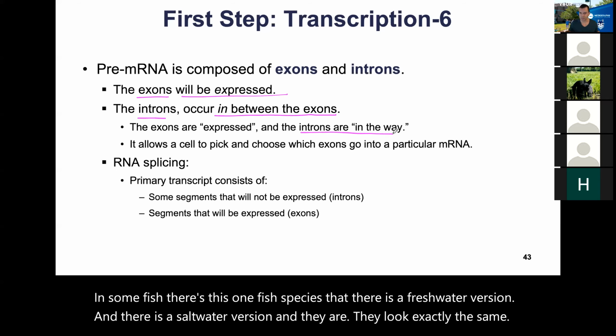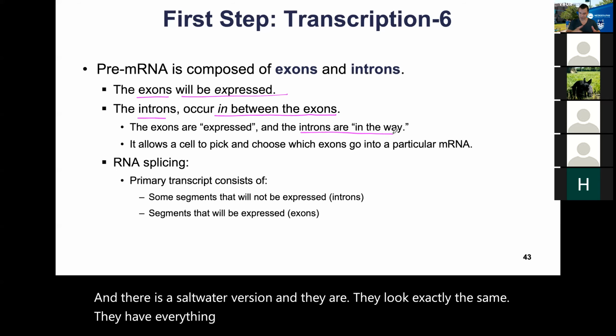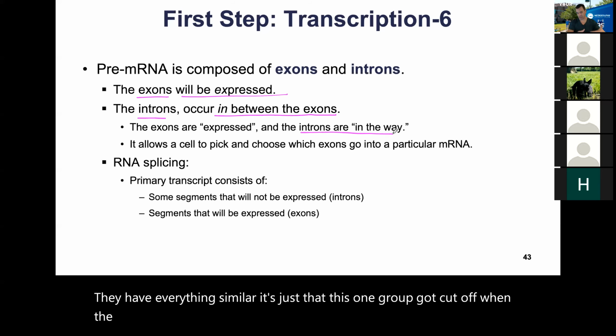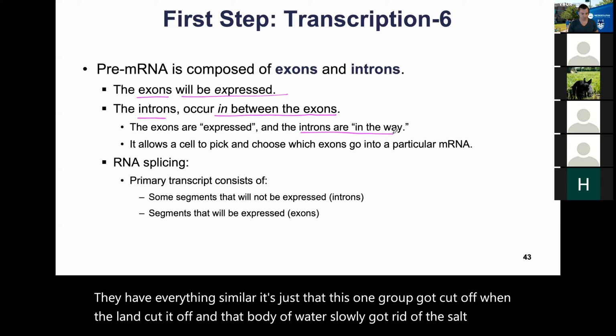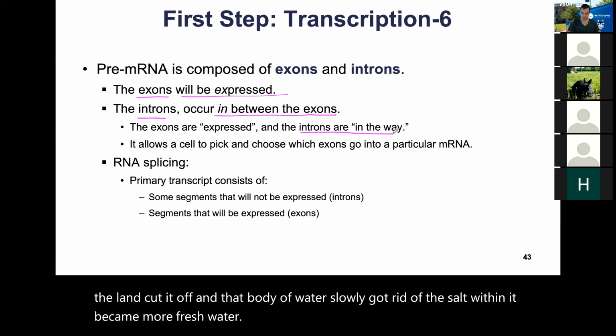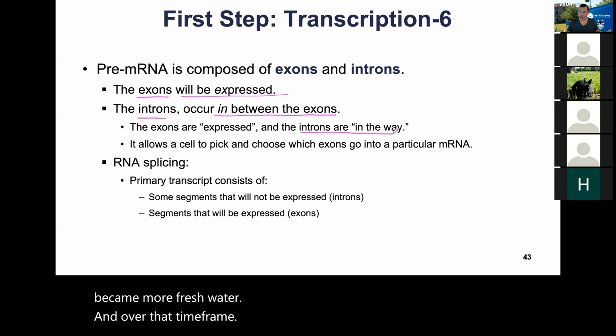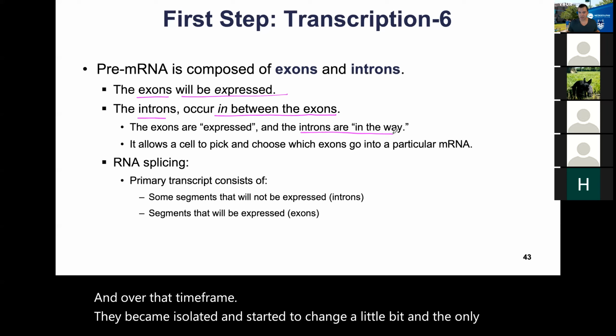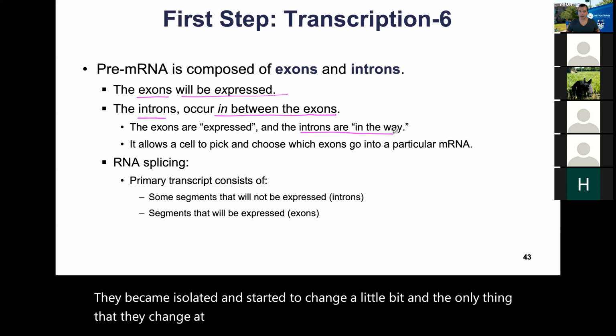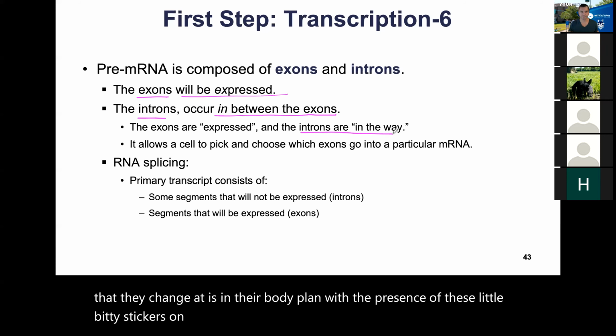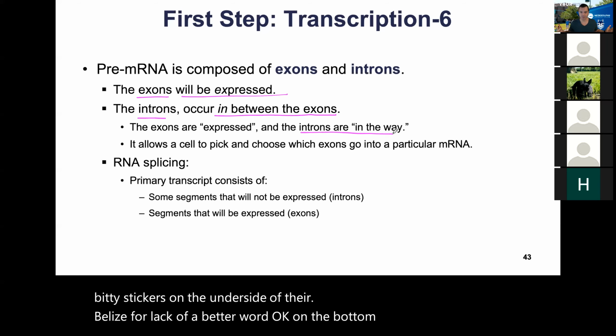They have everything similar. It's just that this one group got cut off when the land cut it off, and that body of water slowly got rid of the salt within it and became more freshwater. And over that time frame, they became isolated and started to change a little bit. And the only thing that they change at is in their body plan, with the presence of these little bitty stickers on the underside of their bellies, for lack of a better word, on the bottom of their body plan.